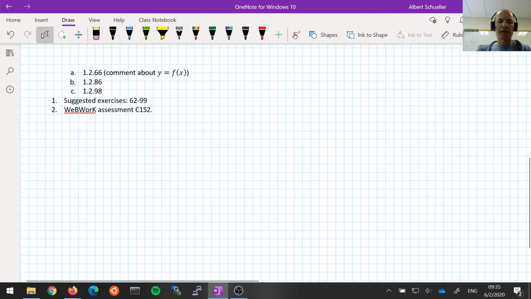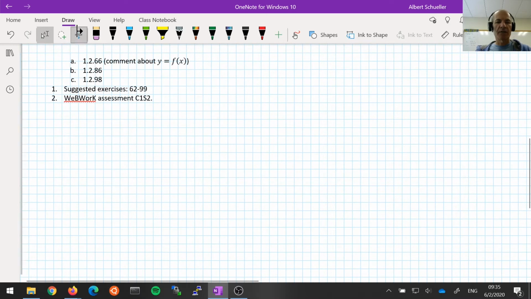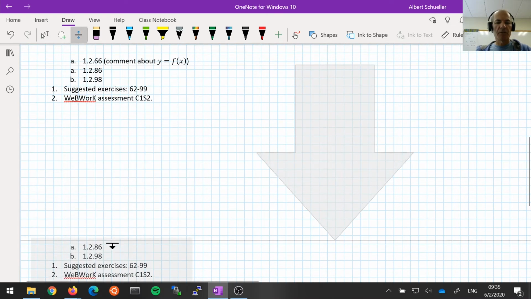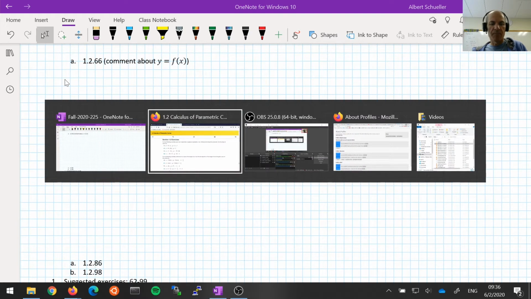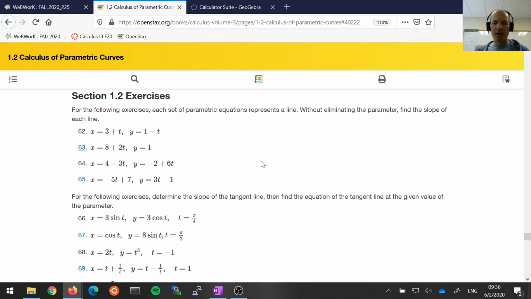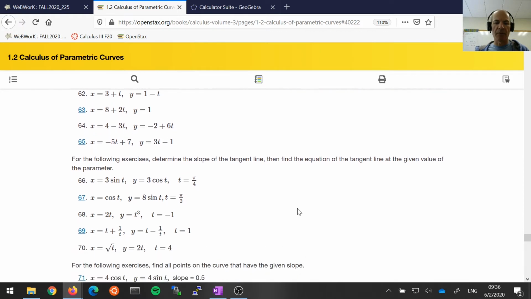Let's try this again for another set of parametric equations. In this case, we'll look at problem 66. So in problem 66, find the equation of the tangent line at the given value of the parameter.